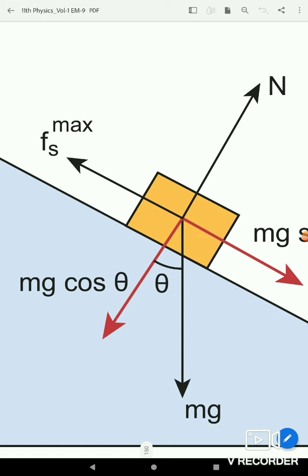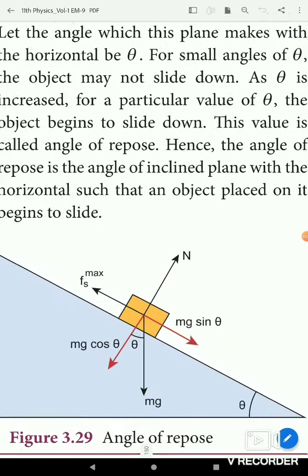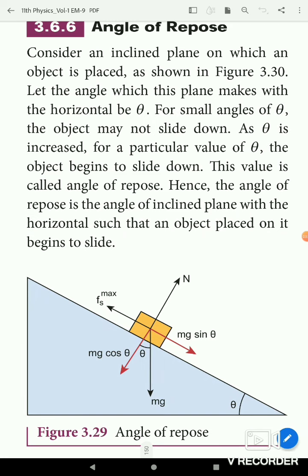As theta is increased, for a particular value of theta the object begins to slide down. This value is called the angle of repose. So mark this: theta is increased, and for a particular value of theta, the object begins to slide down. This particular value is called the angle of repose. Defining it is a 2-mark question, but the angle of repose is a 3-mark one.